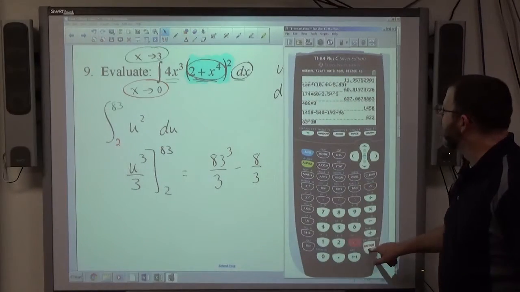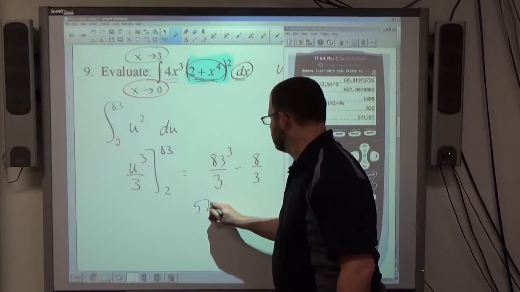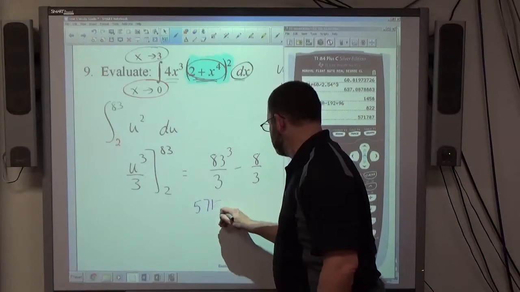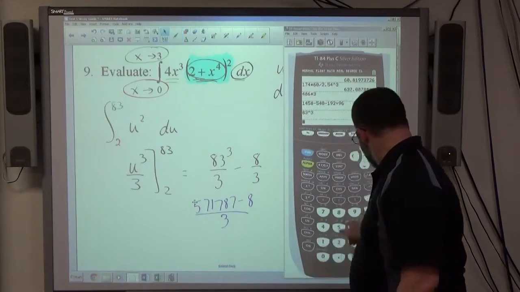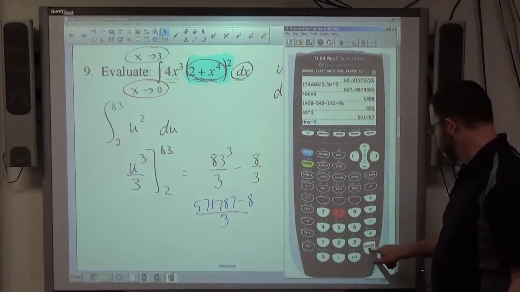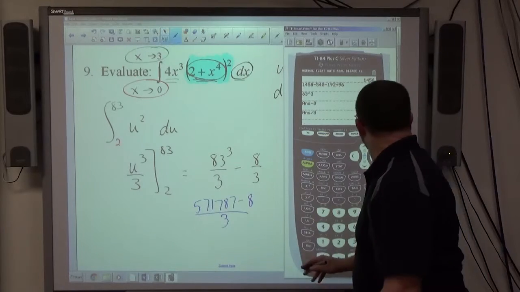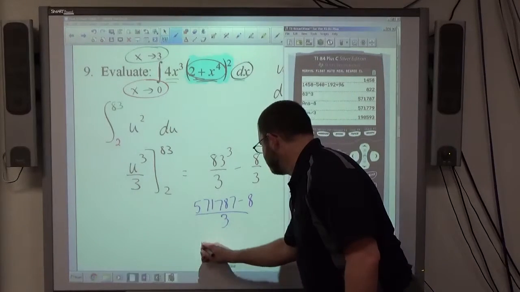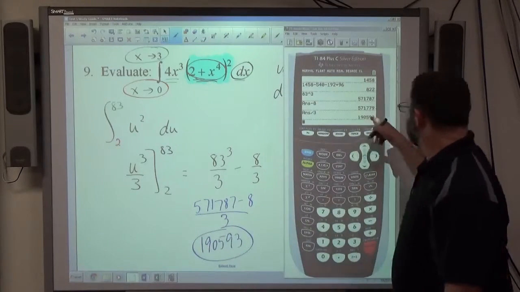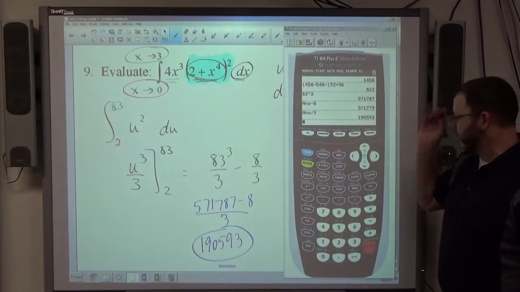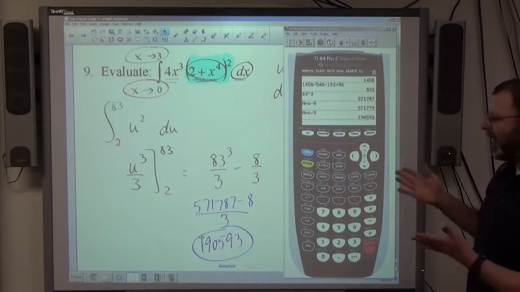83 to the third power is 571,787. Minus 8, all over 3. Minus 8, divided by 3. And it divides evenly. So 190,593. If that didn't divide evenly by 3, it would be this over 3. You can write it at that point, but I'd go ahead and try it out. Maybe it works. So again, that's how I would go about doing it.